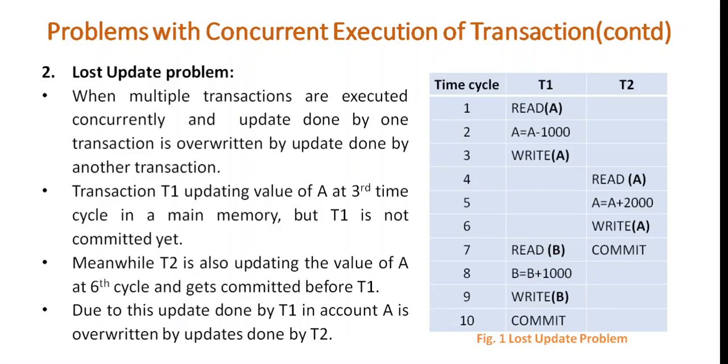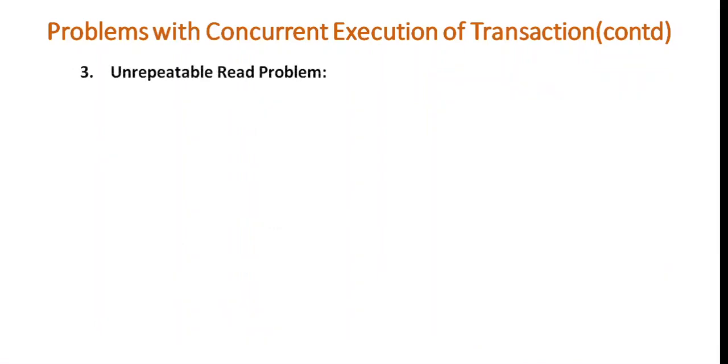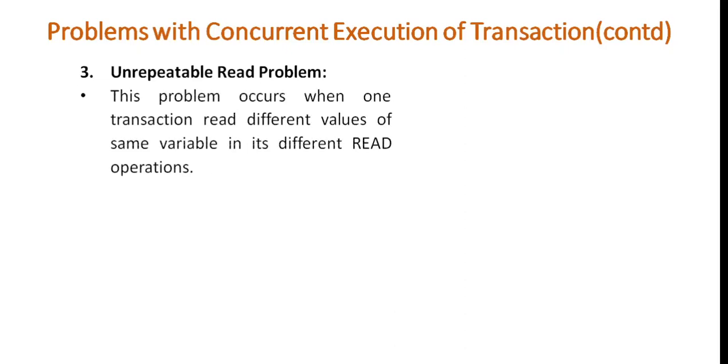This is called as lost update problem. Here, the update done by T1 is lost by the update done by T2. Okay, so this is the problem of concurrency. Then we have another problem, that is unrepeatable read problem.